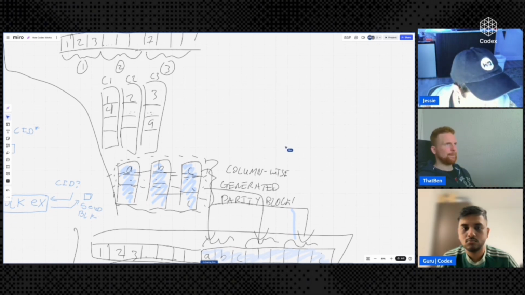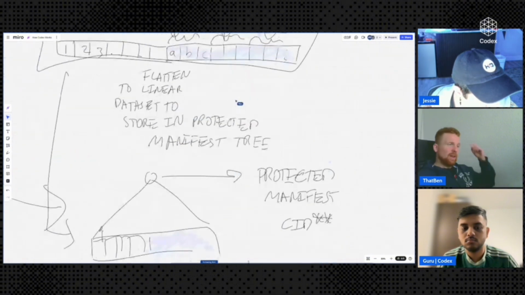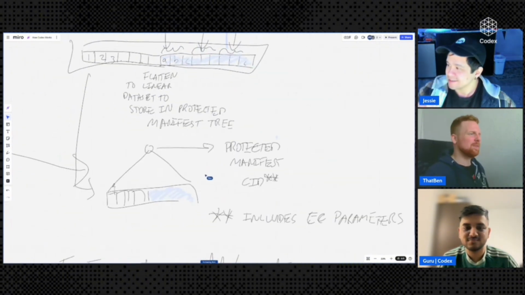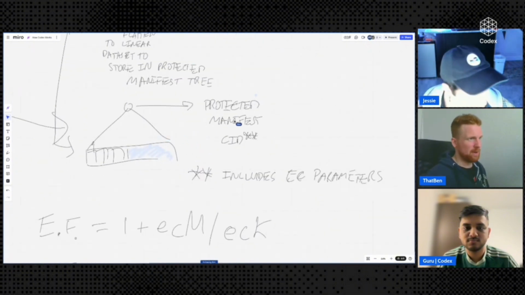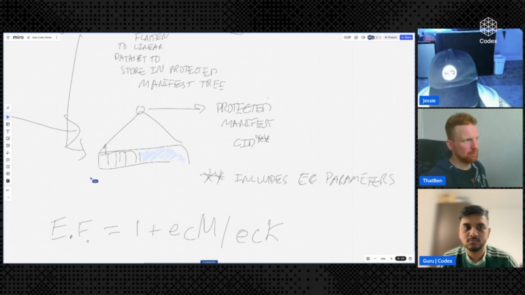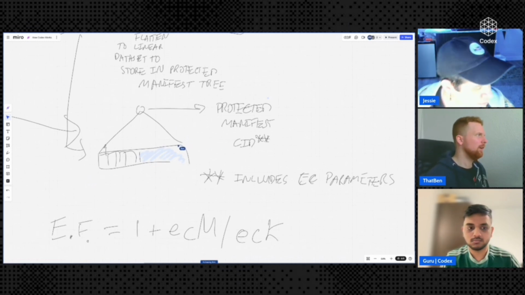Do you want to go through the verifiable manifest process? Yeah, do you want me to take that from here? Yeah. Okay, so if we have the protected manifest, it's part original data, part parity data.